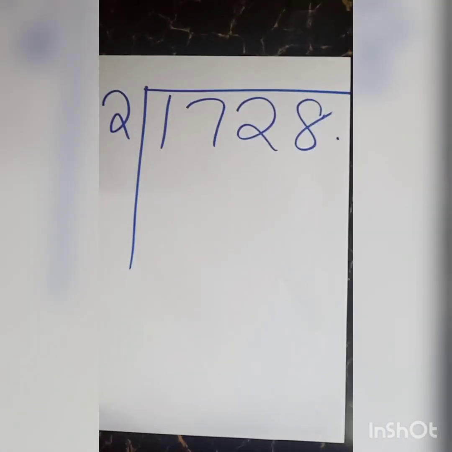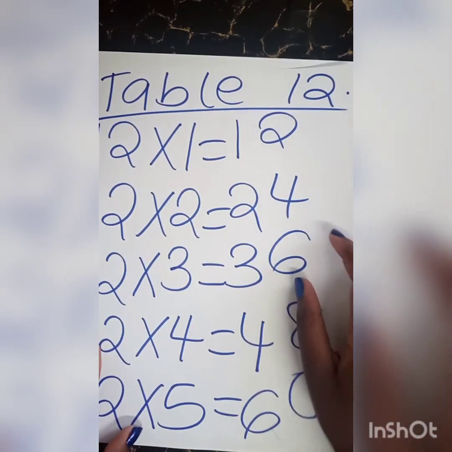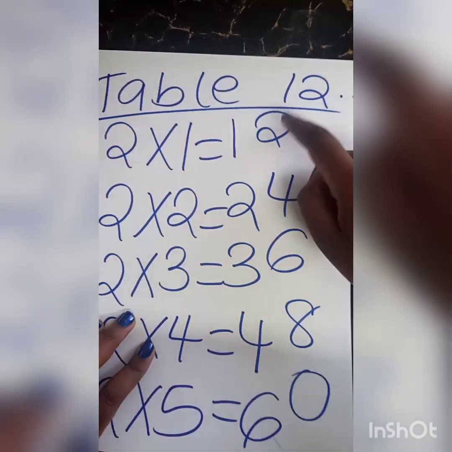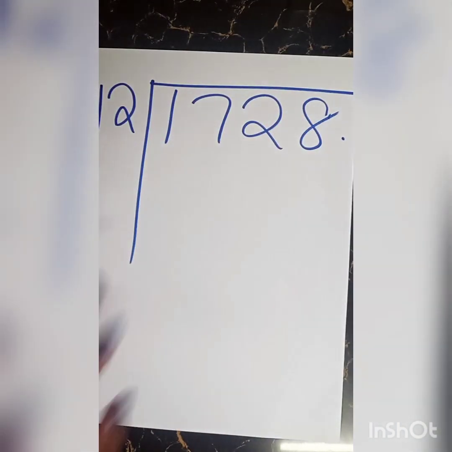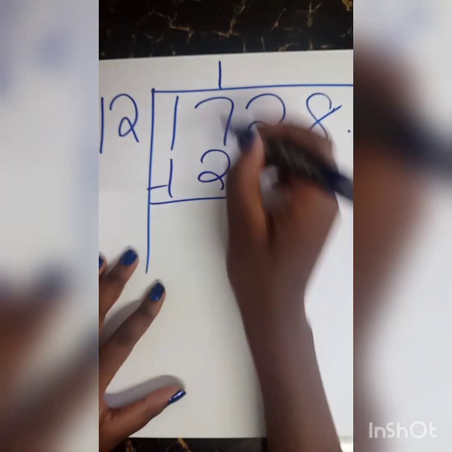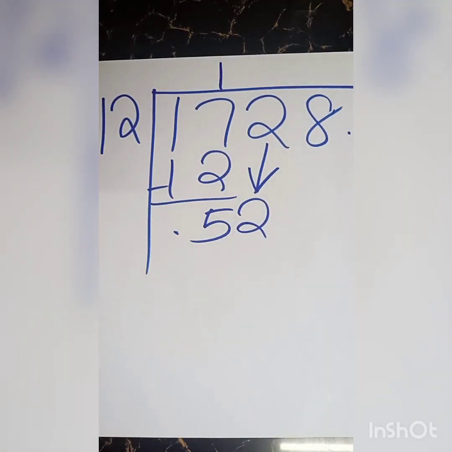17 is in between 12 and 14. So that means we'll write a 1 here because 12 is less than 17. Are you together? So we'll write a 1 here because 1 times 12 is 12. And 7 minus 2 is 5. When you drop the 2, you get 52.